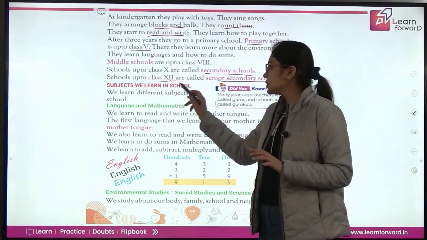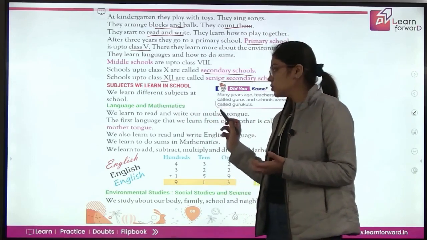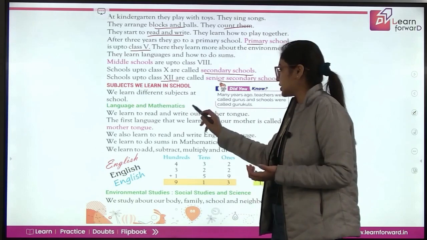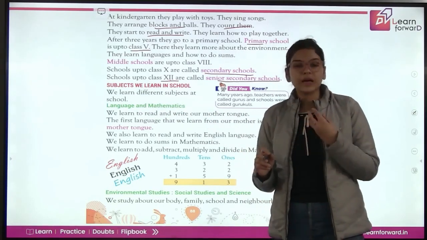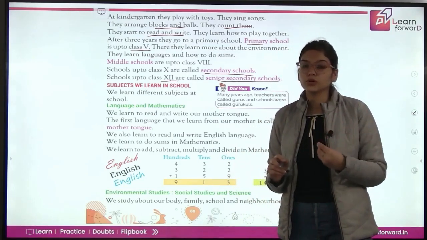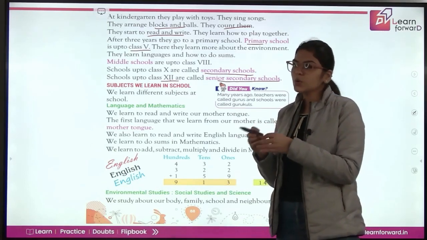Now subjects we learn in school. अब हम school में पढ़ते क्या हैं? We learn different subjects at school. I hope you are all studying them. First is your language and mathematics. We learn to read and write our mother tongue. What is our mother tongue? पहली लैंग्वेज जब आप बोलना सीखते हो और आप उस लैंग्वेज को जो भी बोलते हो, it can be English, it can be Hindi, it can be any regional language, Marathi, Odia, anything.